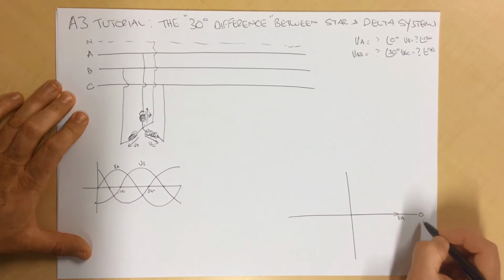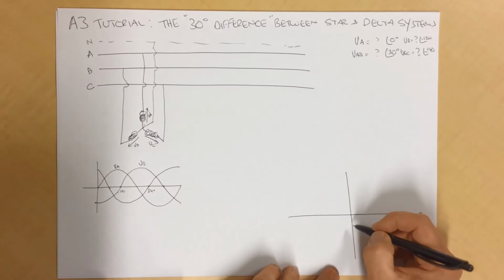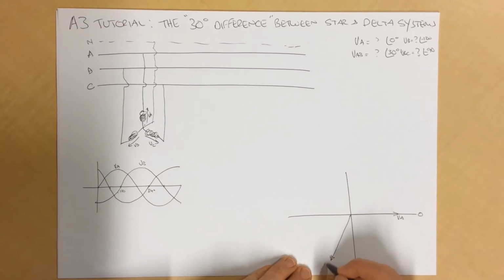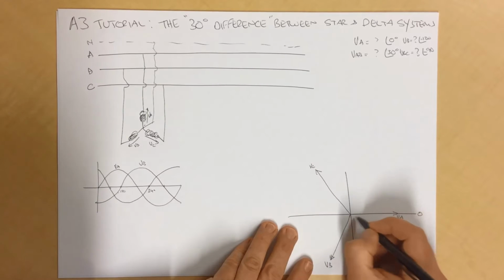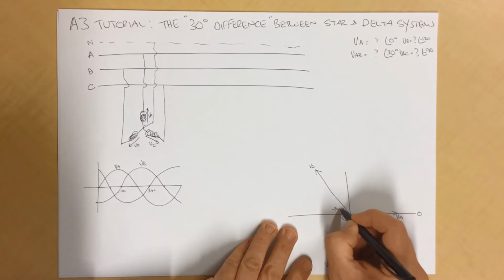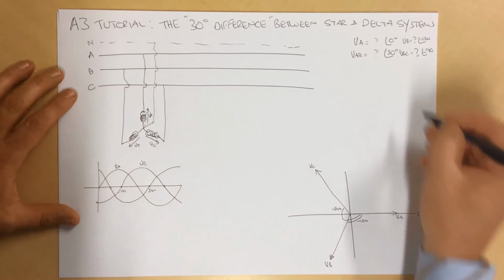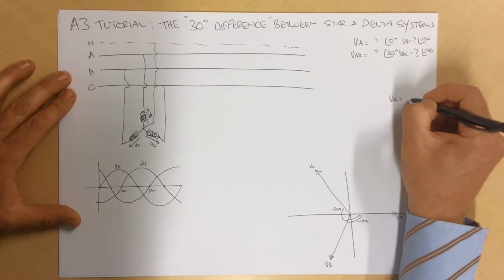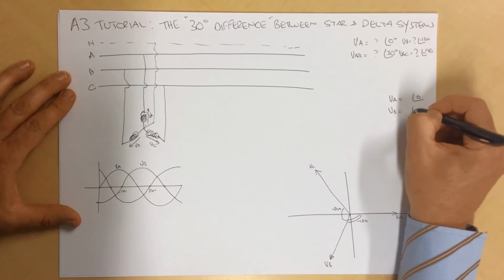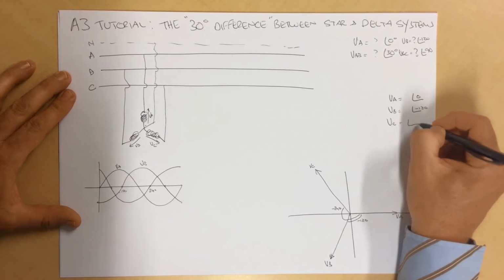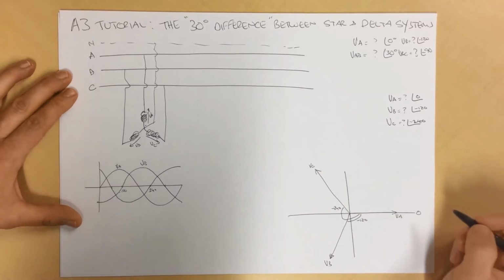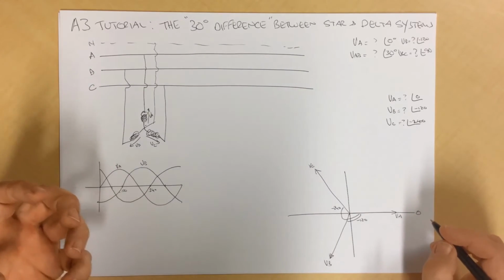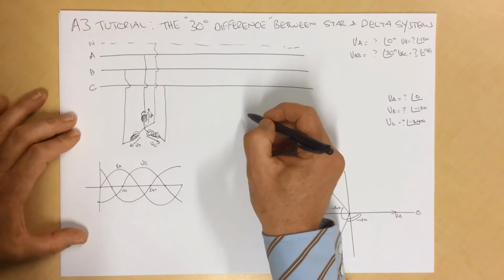There's a magnitude of VA, this is 0 degrees here. We have VB lagging by 120 degrees, which would be down here somewhere. And we have VC lagging up here by 240, minus 240. And this is the reason we write VA as whatever at 0 degrees, VB as whatever at minus 120, and VC as minus 240, and whatever the magnitudes of these are going to be. Now that's quite straightforward.